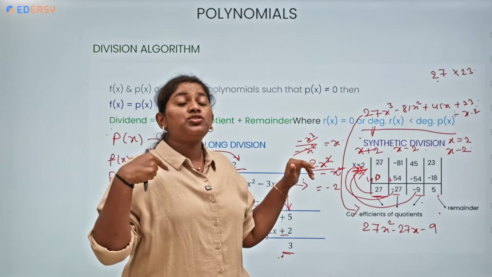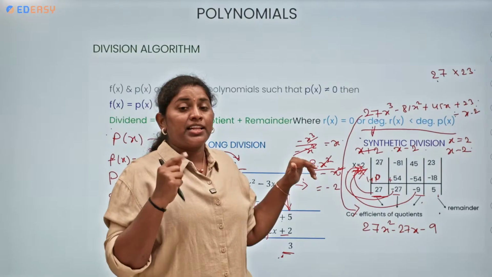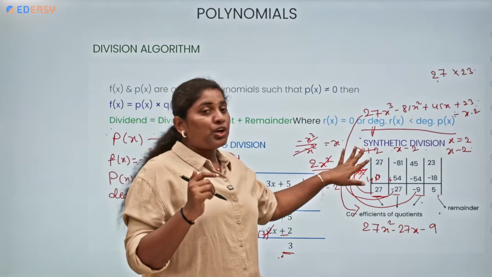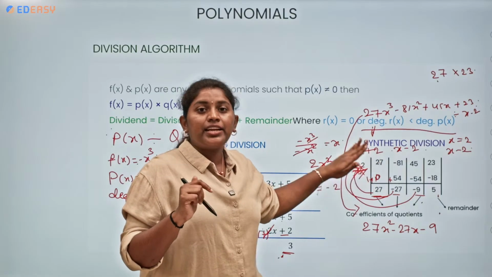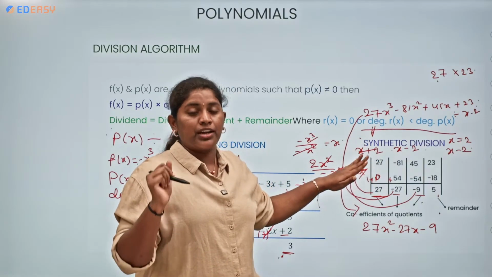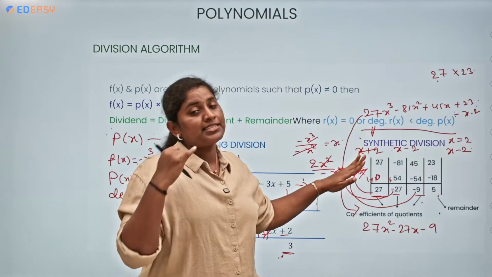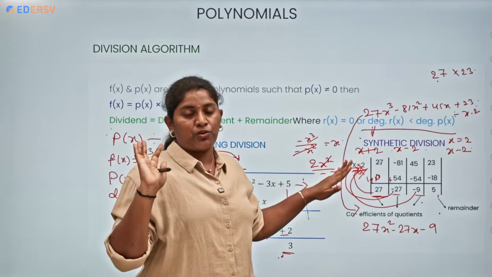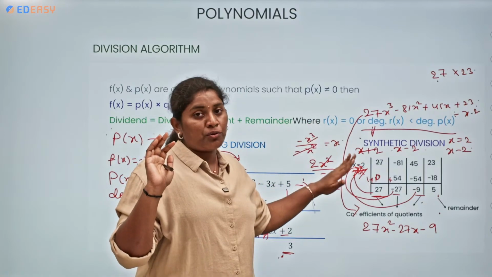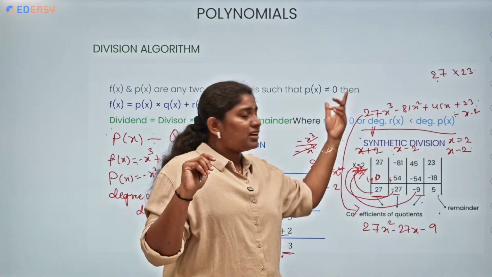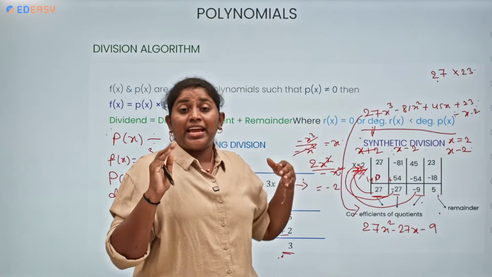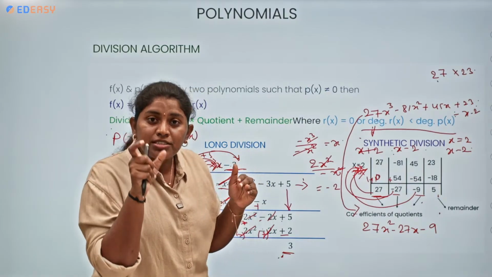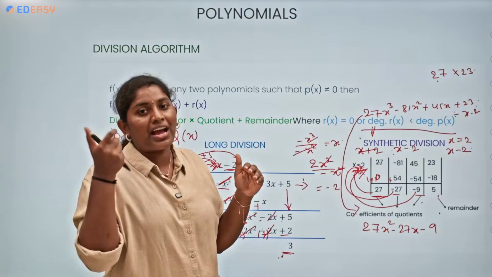But when it comes to your division of polynomials, they will give you the dividend and divisor. Coming to the factorization, don't get confused. Synthetic division you can use for division of polynomials, and next you can use it for factorization of your cubic polynomial also. Division of polynomial means simply they will give the divisor and the dividend. If it comes to factorization of a cubic polynomial, first you need to find one of the factors.